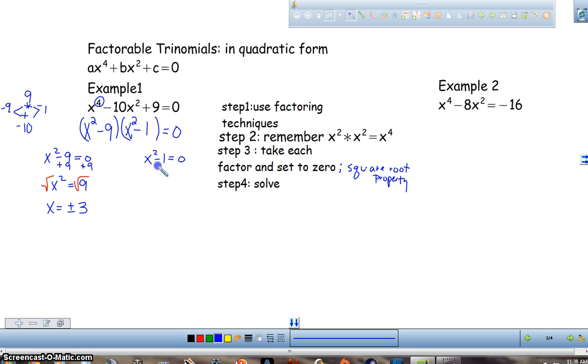Okay, we could do the same thing over here if I add 1. And then we're going to take the square root of both sides. So x would equal plus or minus 1. And notice that we had to get 4 answers. So I get plus 3, negative 3, plus 1, negative 1. I got all 4 of them.